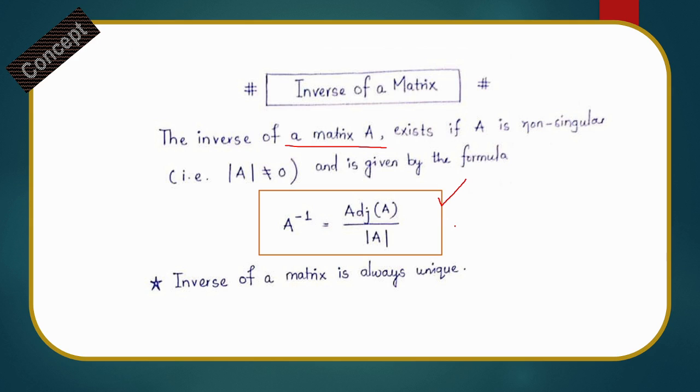So it is necessary that A should be non-singular. Again, this is a property: the inverse of a matrix is always unique.